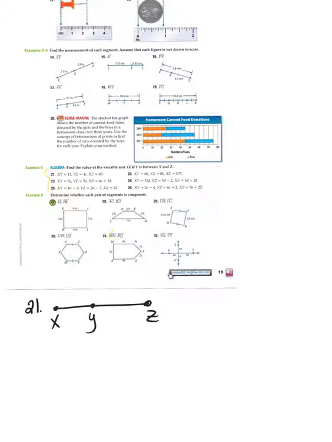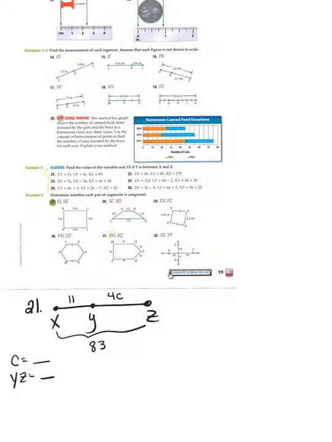Now let's look at 21. XY has a length of 11. YZ has a length of 4C. And then from X to Z, you have a length of 83. Again, we're supposed to find the variable and the length of YZ. So the variable and YZ. This is what we're looking for.